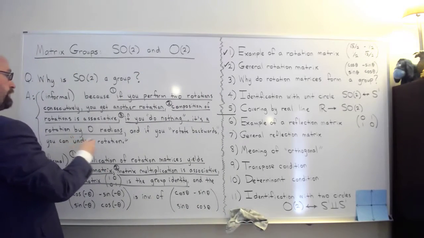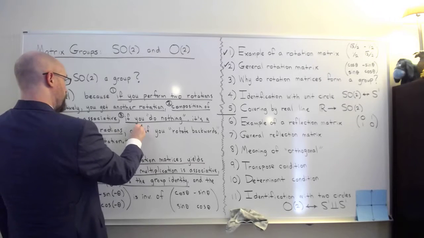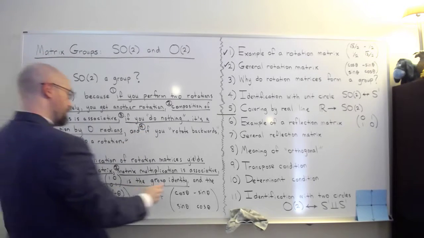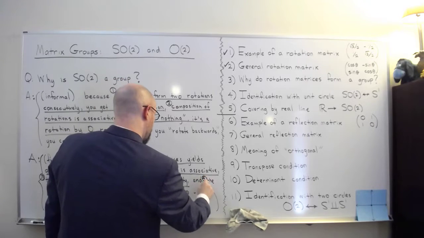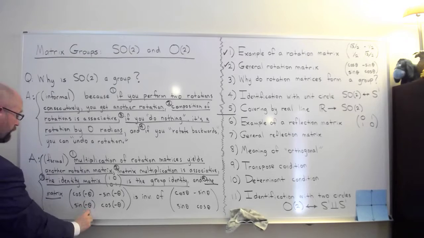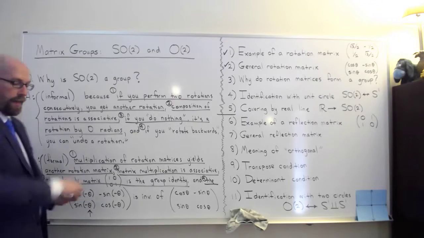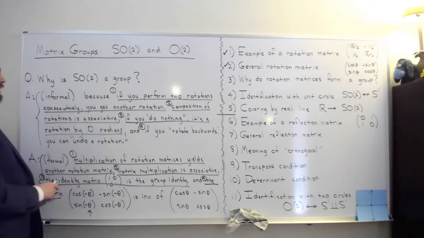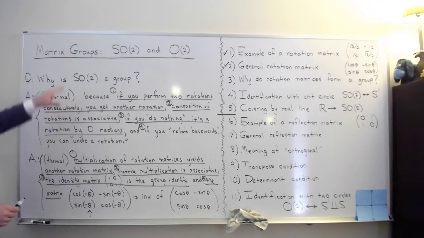And then number 4 would be, if you rotate backwards, you can undo a rotation. So this would be number 4 here. Rotating backwards means taking this angle minus theta, so that's going in the other direction rather than theta. So these are 2 answers for why SO2 is a group.